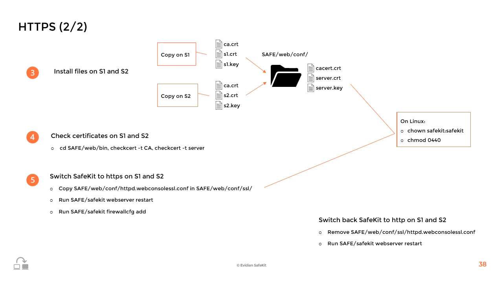After completing these steps, you should be able to connect to the web console using HTTPS on port 9453. If it does not work, you can switch back to HTTP by removing in the SSL directory the httpd.webconsolessl.conf file and restarting the web server.